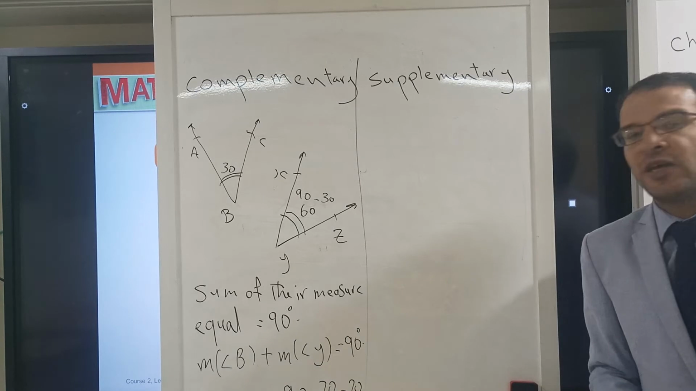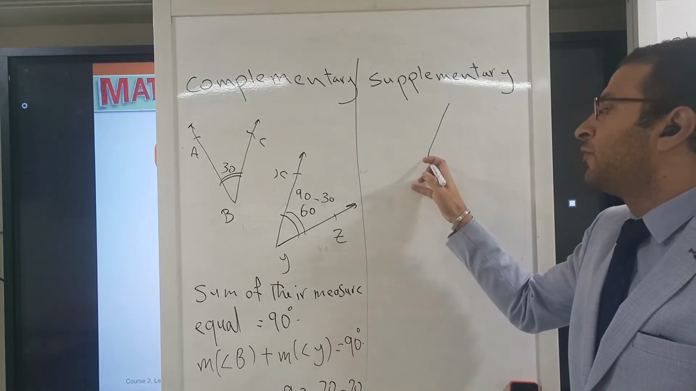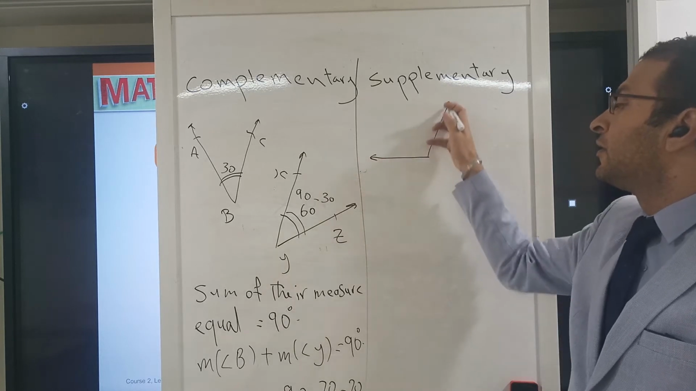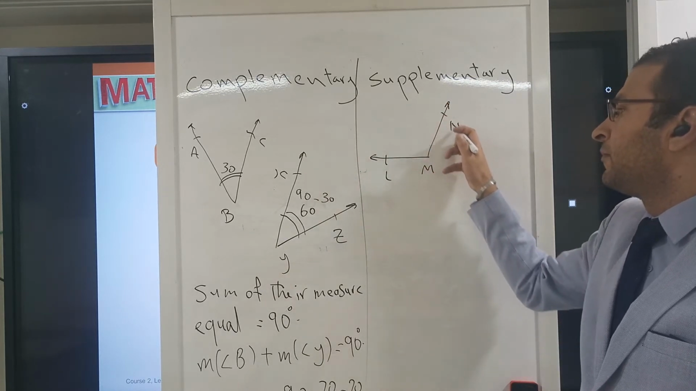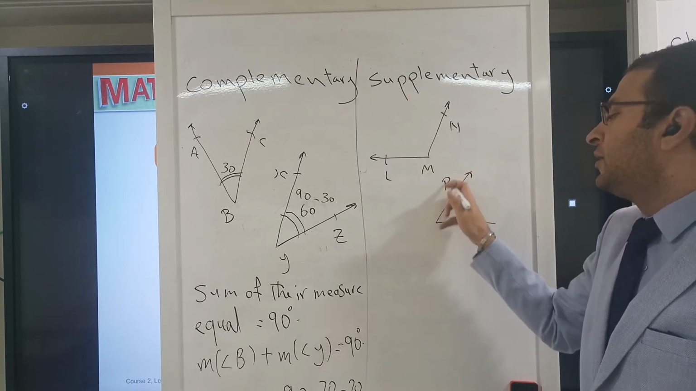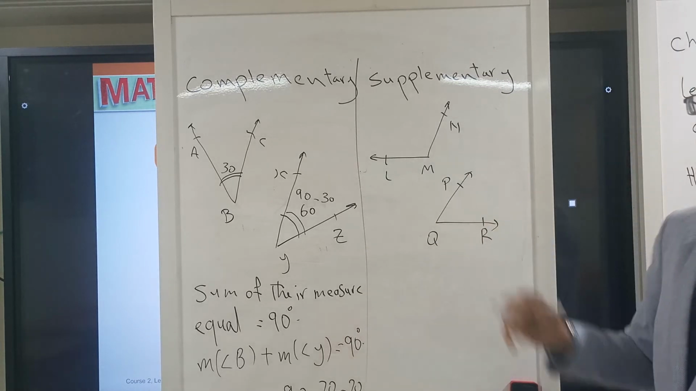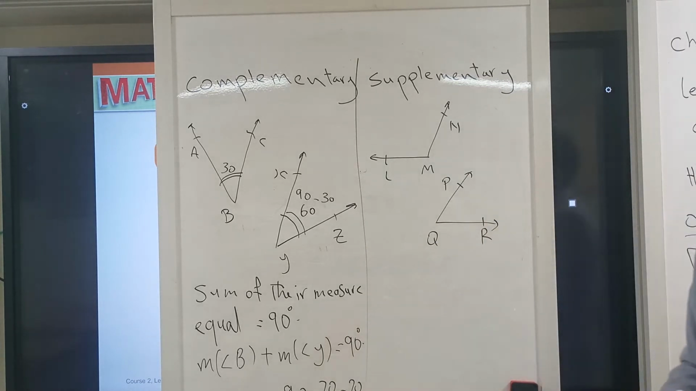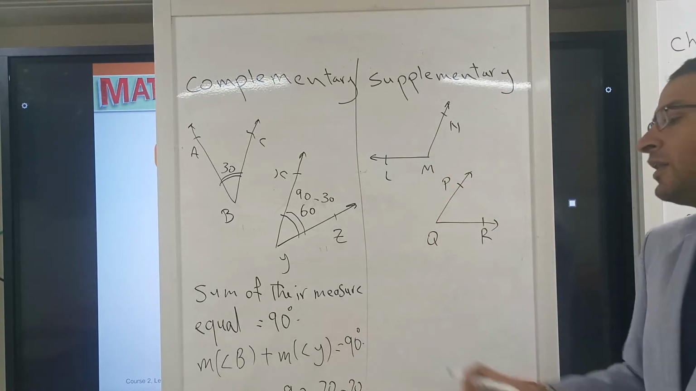What is the meaning of supplementary? Supplementary angles are two angles. If you have two angles, like you have L, M, N, and the other angle P, Q, R, the sum of their measure is equal to what? This and this. The sum of their measure is equal to 108.